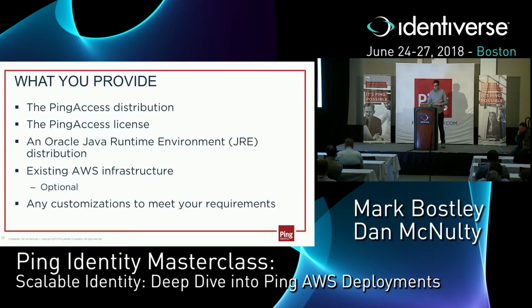So along those lines, what do you provide? What do you bring to the table to use this deployment automation? Well, you're going to define what PingAccess distribution you're going to use. You're going to bring along a PingAccess license. You're going to bring along the Oracle Java runtime environment downloaded directly from Oracle. You might have some existing AWS infrastructure that you'd like to integrate with. This is an optional piece, but it's certainly an expected use case. And then any customizations to the automation that you'd like to make to meet your requirements.